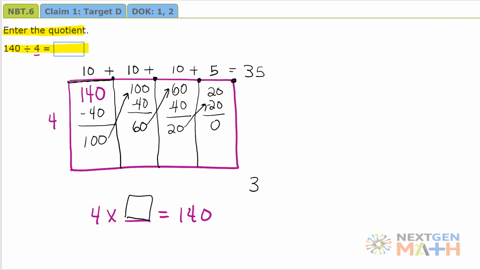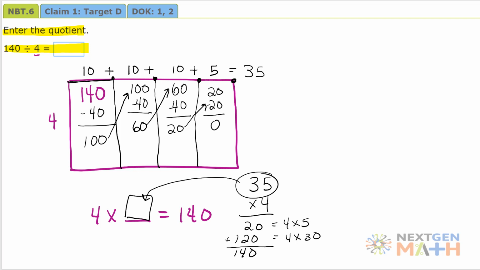Well, let's do some math over here on the side. 35 times 4, and we're just checking ourselves. So we go 4 times 5, that's equal to 20. And then we have 4 times 30. Well, that's equal to 120. And when we add 20 plus 120, that number is 140. So 35 works. Back to our original problem: 140 divided by 4 is equal to 35.